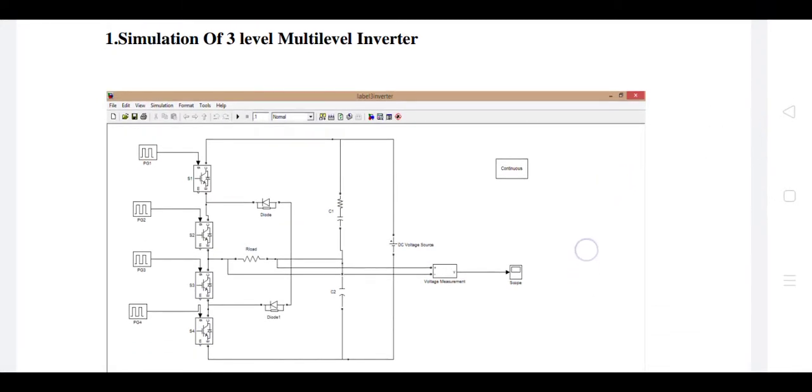Good morning. Our project is about multi-level inverters. The inverter which we use at our home is a two-level inverter.